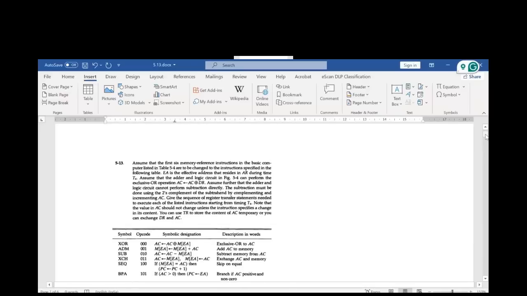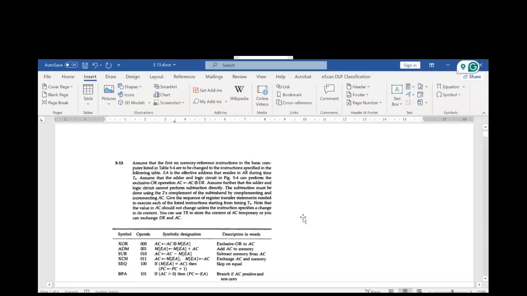Good afternoon, everyone. In the previous lecture session, we had seen some of the examples 5.11, 5.12, and 5.18. And I told you that we'll be covering the next question, that is 5.13, which is an important question. We'll be covering it in the next session. So now, in today's session, let us start solving the question 5.13 from our textbook.